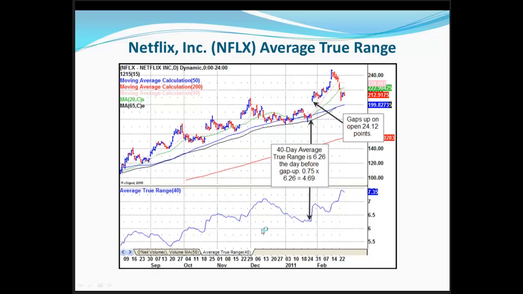Now here we can see the quantified aspect of a Buyable gap up, the fact that it has to move up 0.75 times the 40-day average true range. So we generated this chart on eSignal. You can see the day before the gap up, the average true range was 6.26 points, and the gap up move the next day was 24.12 points.